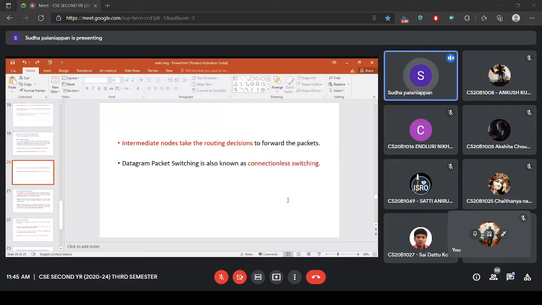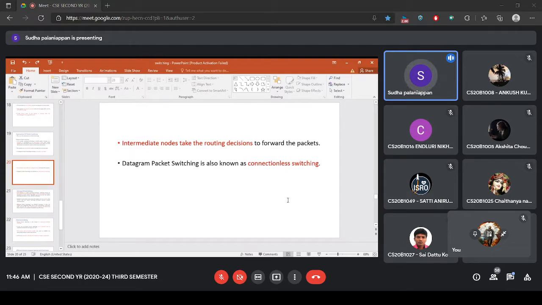So datagram packet switching is also known as connectionless routing. There is no dedicated path. The intermediate nodes will make a decision about the path, right? So each packet is basically an independent entity, and this is also called connectionless packet switching, right?